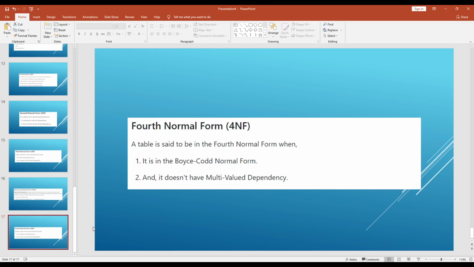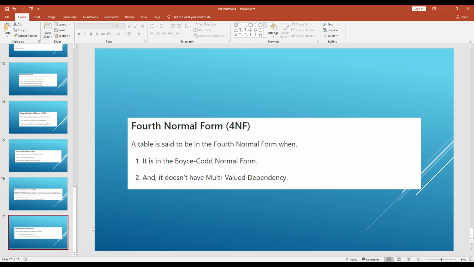Fourth normal form is a normal form used in database normalization. Introduced by Ronald Fagin in 1977, 4NF is the next level of normalization after Boyce-Codd normal form. A table is said to be in the fourth normal form when number 1, it is in the Boyce-Codd normal form, number 2, and it doesn't have multi-value dependency.